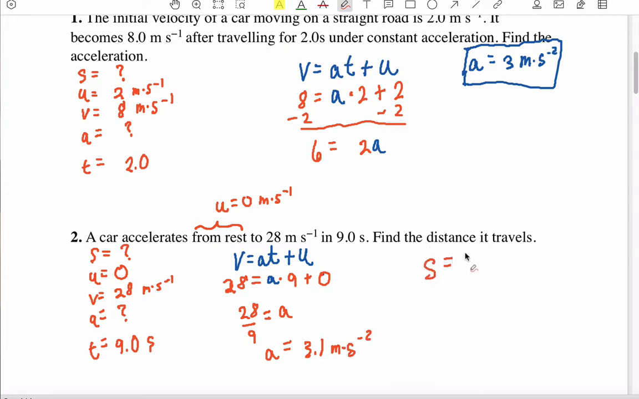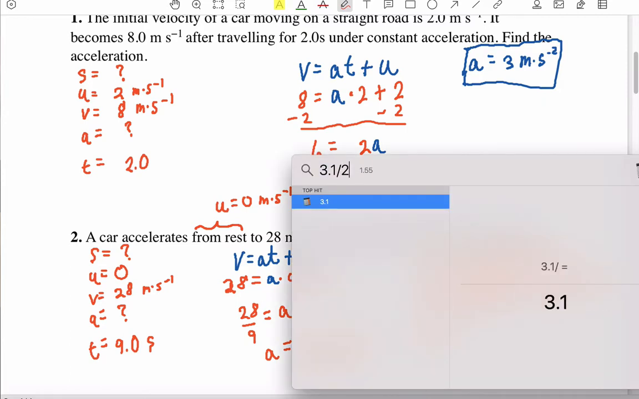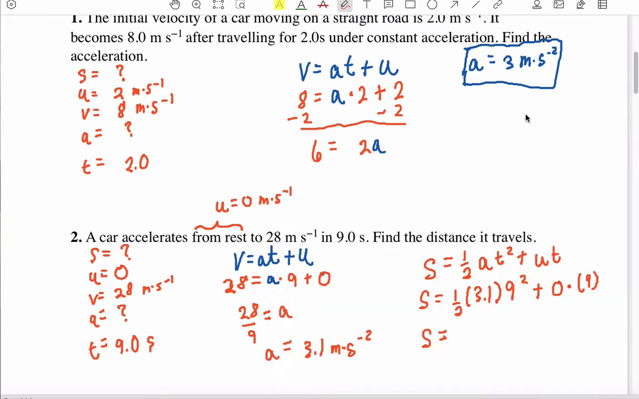So finally, we can use S equals 1/2 AT squared plus U times T. So that's going to be S equals 1/2 times 3.1 times 9 squared plus 0 times 9. So this will actually just work out to be 0. So S is going to end up being about 1.6 times 81. We'll actually calculate that out. And that's going to give us about 125 or 126 meters when we're done. So that's problem number 2.